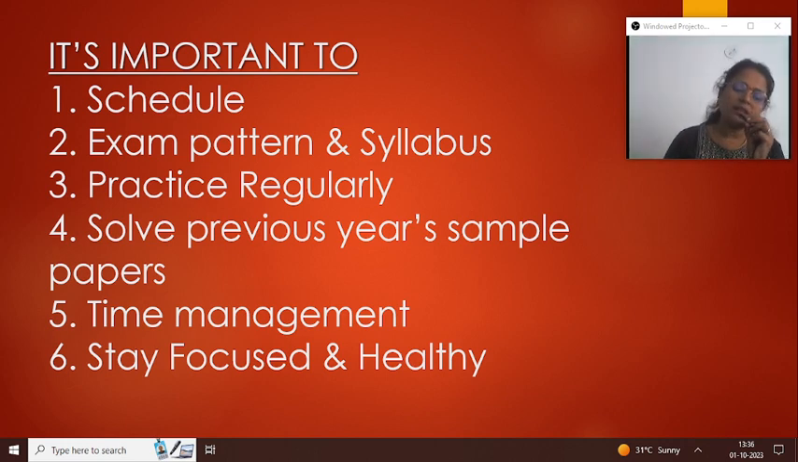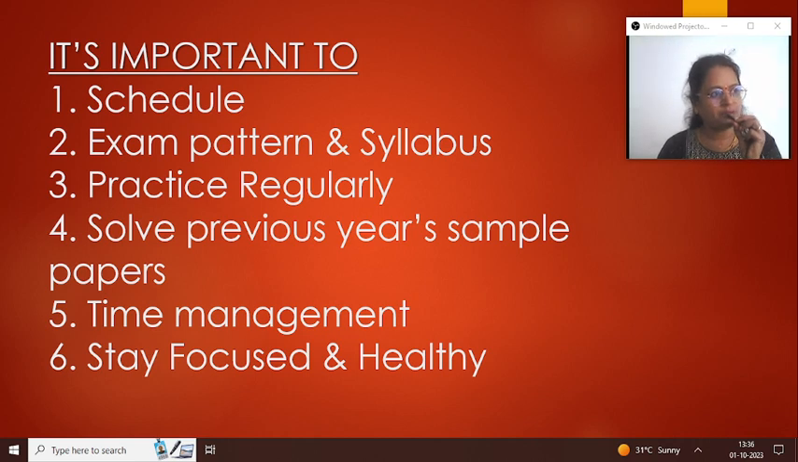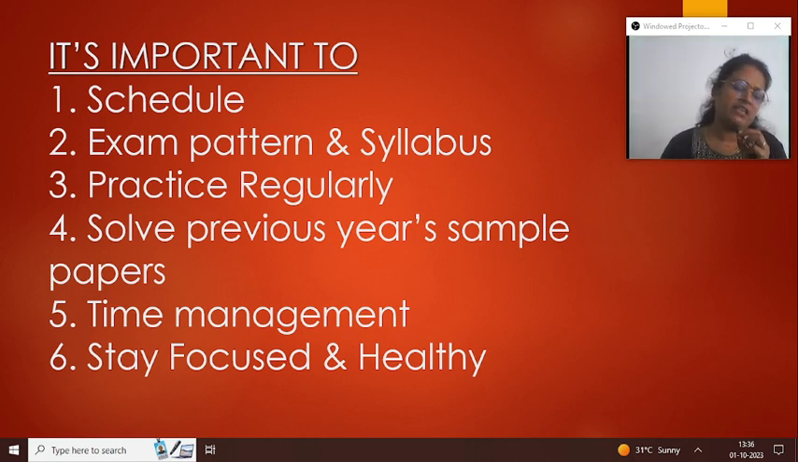Then next is time management. Time management for the year, and time management during the paper. 3 hours are given, and 15 minutes you need to focus on reading the question paper. Reading of the question paper is very, very essential. You should be able to read the question paper with a silent and peaceful mind. Then you will be able to attempt all the questions in a successful manner.